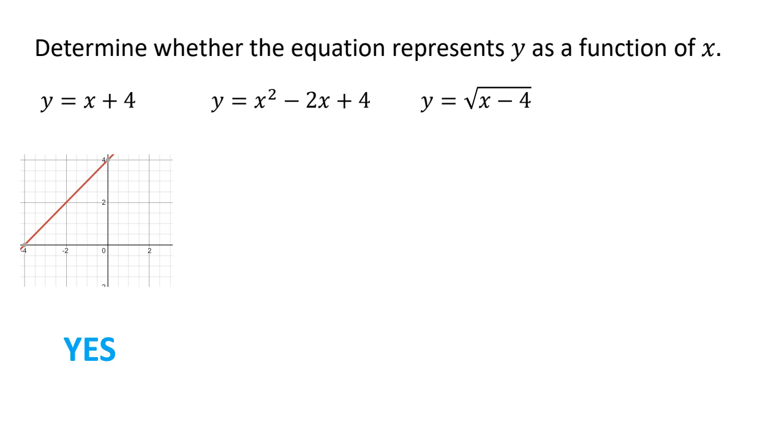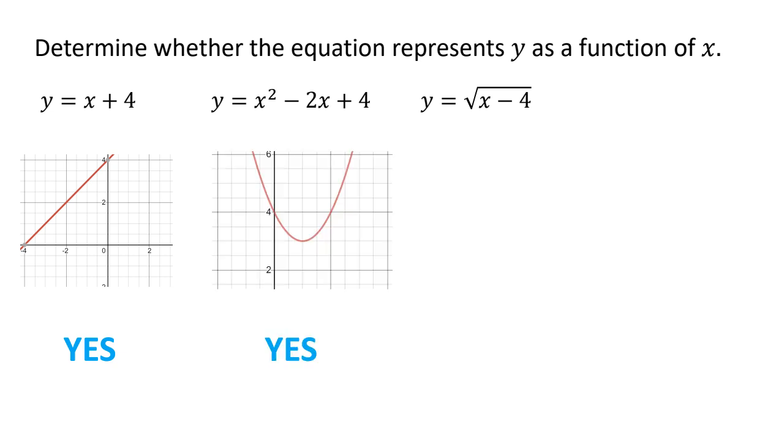Now the second one, they have a quadratic. If we were to graph this equation, the representation is this U-shaped graph, which is called a parabola. But again, if I do my imaginary vertical line test, I am going to see that my vertical line will cross my graph only once. So hence, this is also a function because it passes my vertical line test.